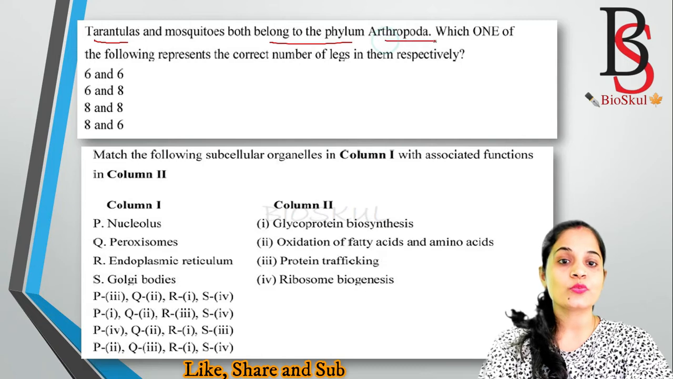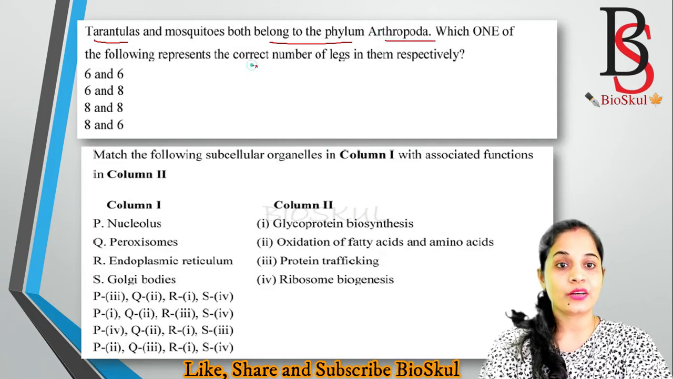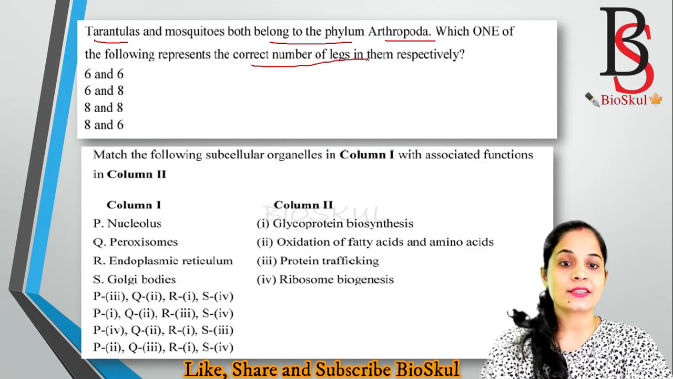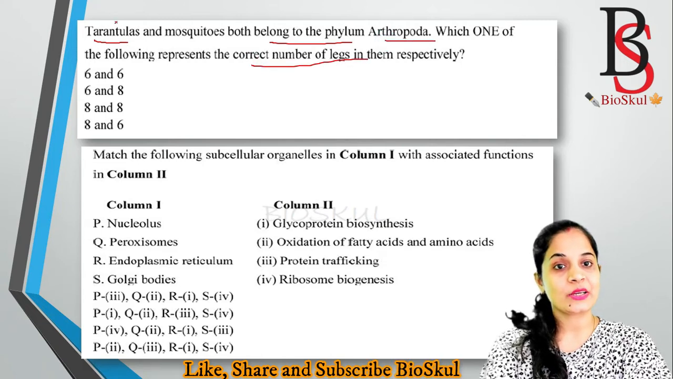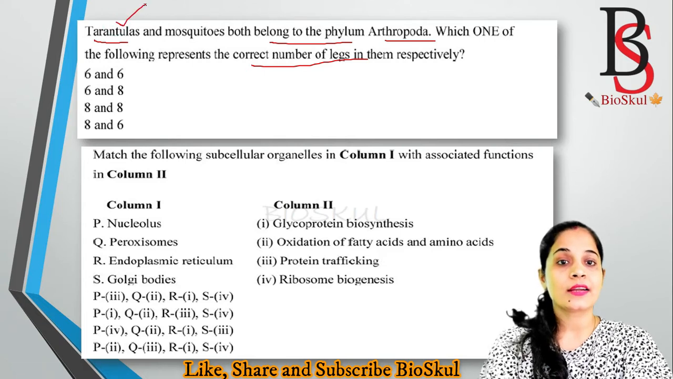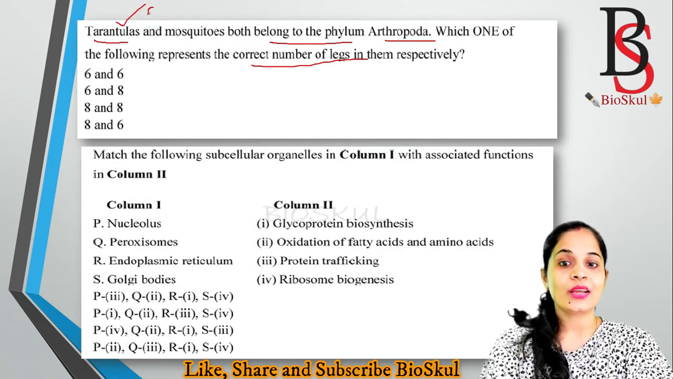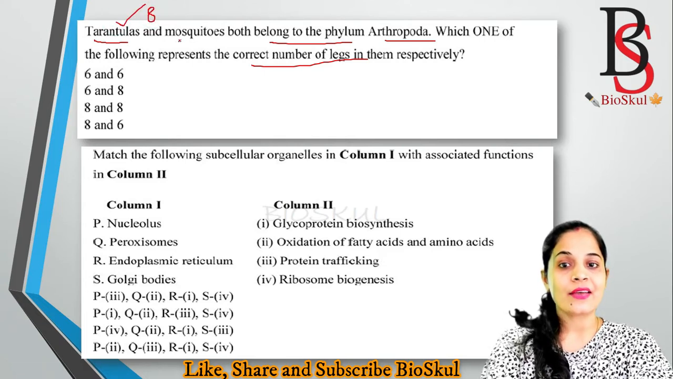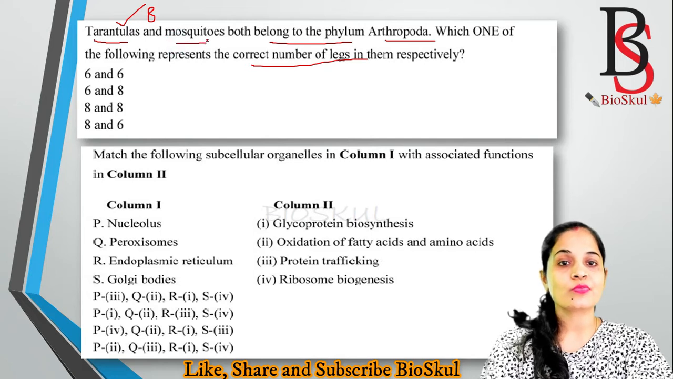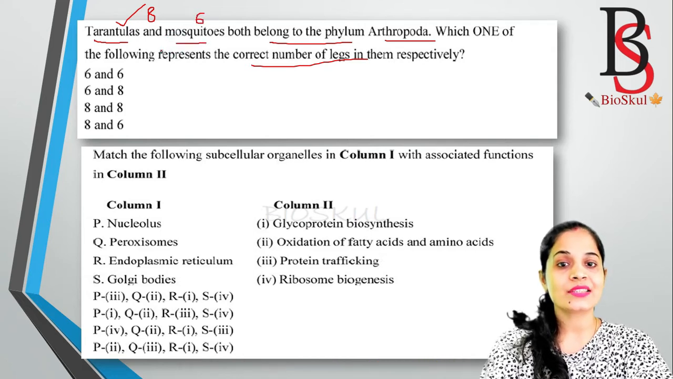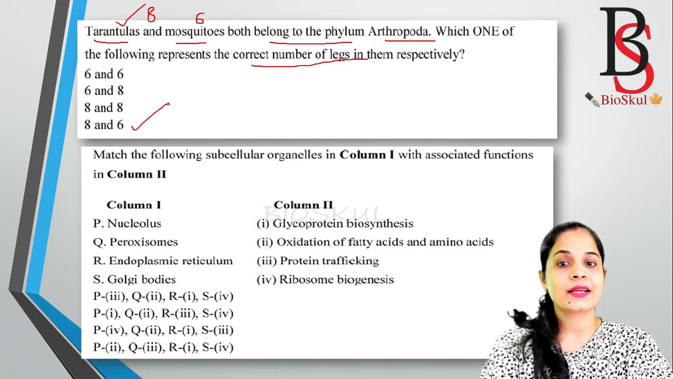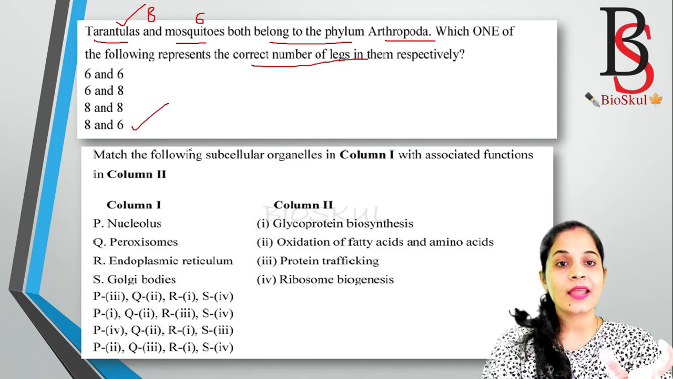Tarantulas and mosquitoes both belong to the phylum Arthropoda. Which one of the following represents the correct number of legs in them respectively? Tarantulas are arachnids. All the arachnids have 8 legs. Mosquitoes are insects, and all the mosquitoes have 6 legs. So the correct answer will be 8 and 6. You know, the tarantulas are the hairy spiders.